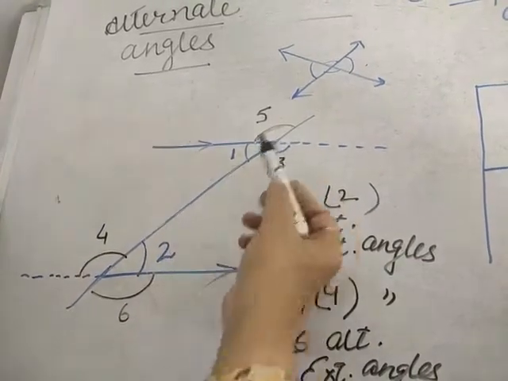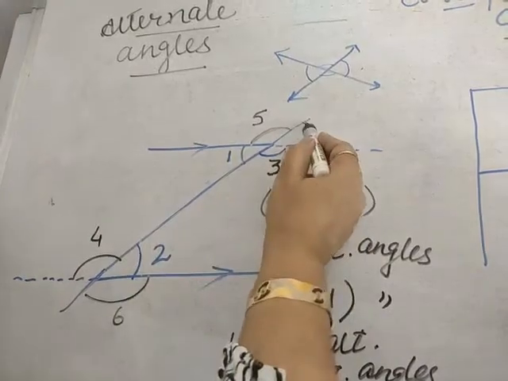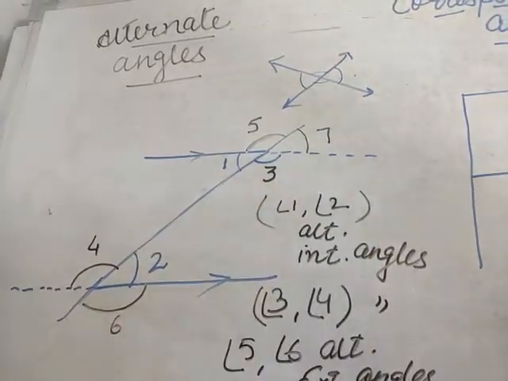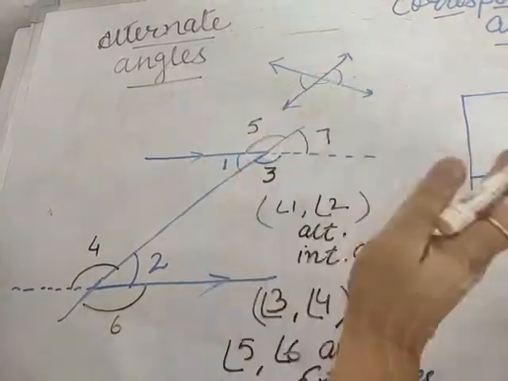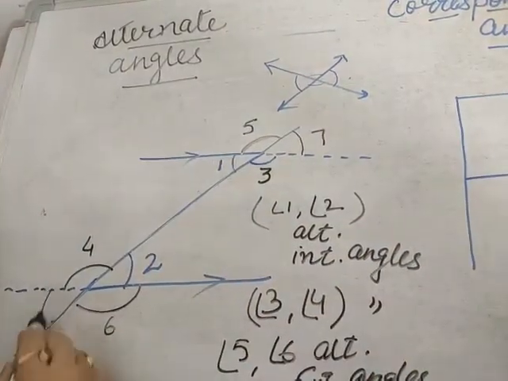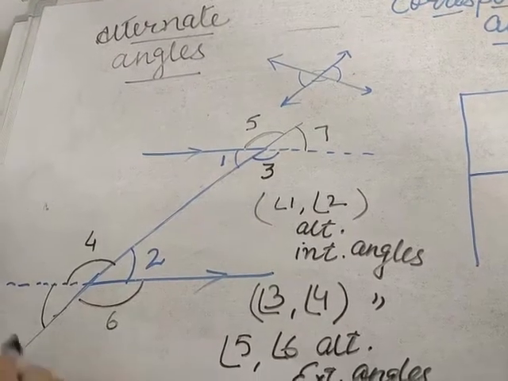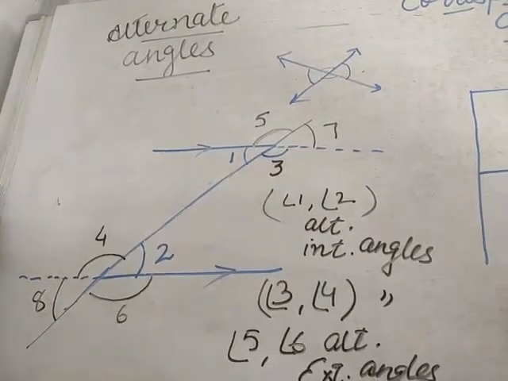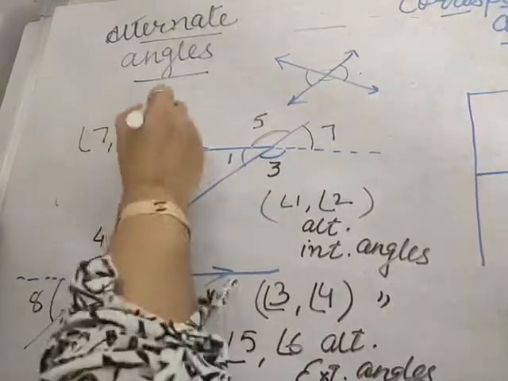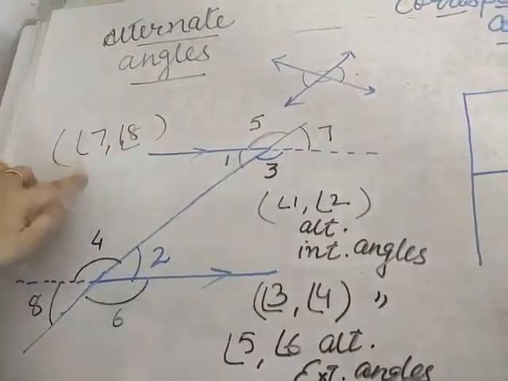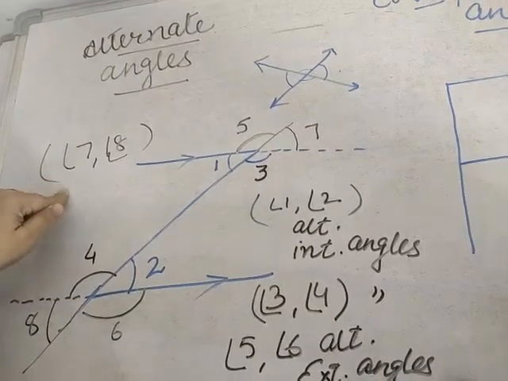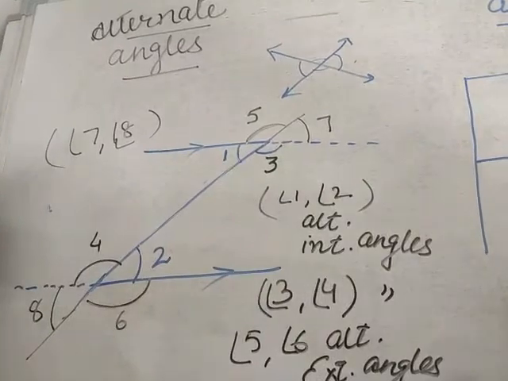Okay. Similarly, if this one is an exterior angle, I am giving the name 7. This one is on the left of the transversal, and on the right of the transversal would be this one, on the exterior side. So angle 7 and angle 8 are another pair of alternate exterior angles. I hope you have understood this.